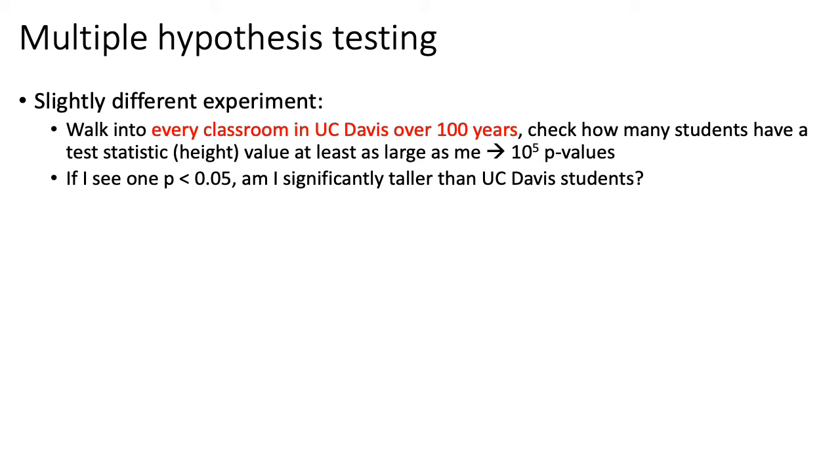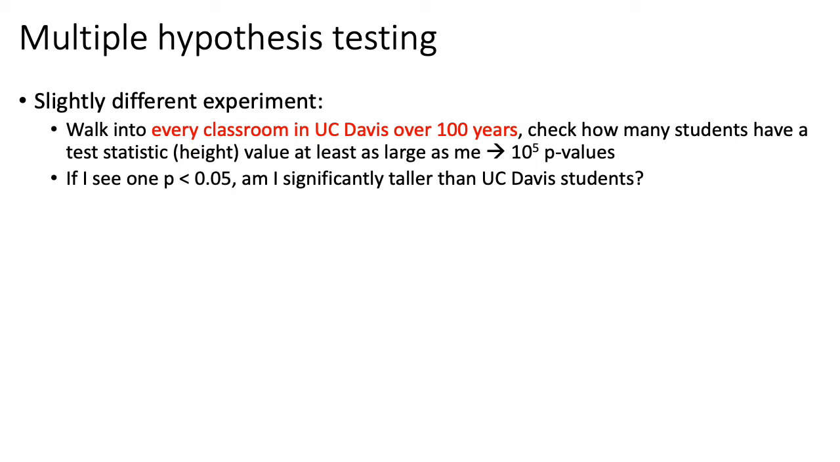So suppose I was somehow able to jump in a time machine and walk into every classroom ever taught in UC Davis over the last 100 years. And in every single classroom, I measured everyone's height, and I checked what fraction of students were at least as tall as I was. And suppose I could do that 10,000 times. So in theory, I would get 10,000 p-values from checking 10,000 different classes.